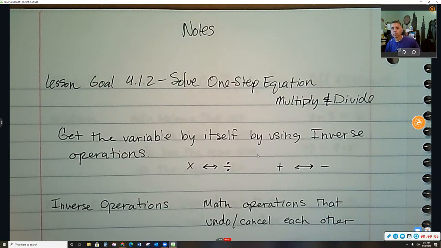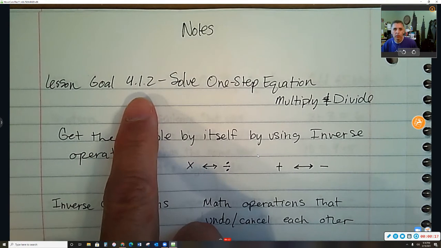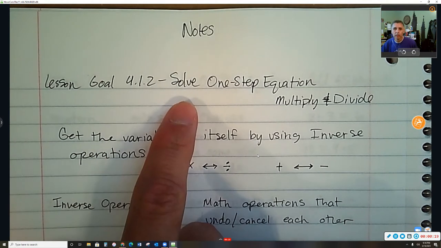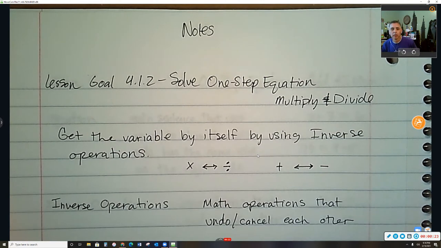Hey everyone, so we have notes again today. Today we're going to be talking about solving one-step equations, but all of these equations will be multiplication and division equations. So this is lesson goal 412, solve one-step equations. And again, these are still just one step because it only takes one math operation to solve these. So it's called one-step equations.